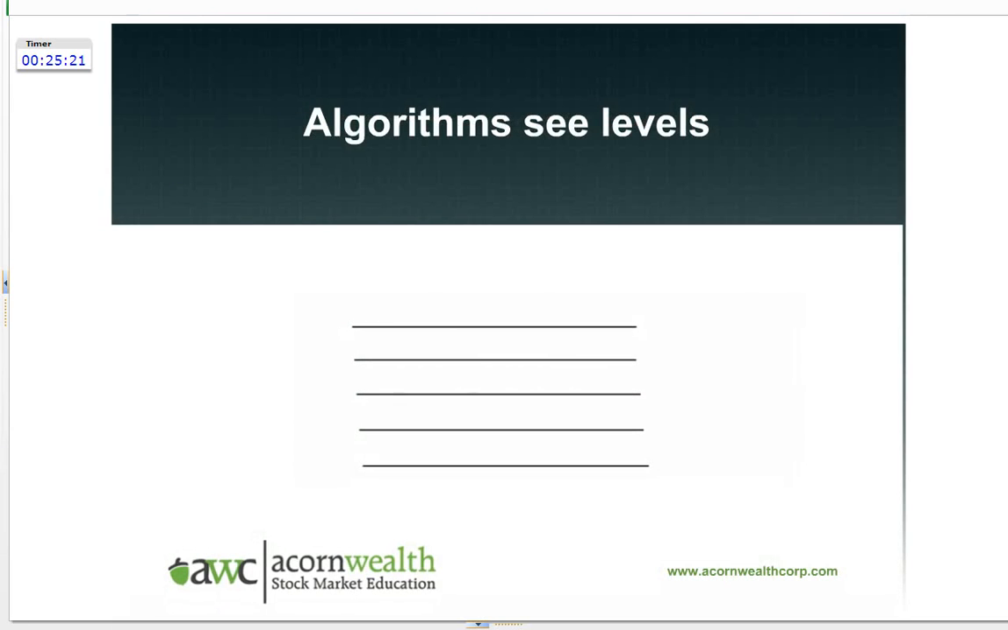Algorithms are simply looking at levels. And yes, Charles, pivot points absolutely would be another one, looking at open range trading, looking at pivot points, and I would call those horizontal support and resistance. Yeah, and yes, there is a method to the madness.